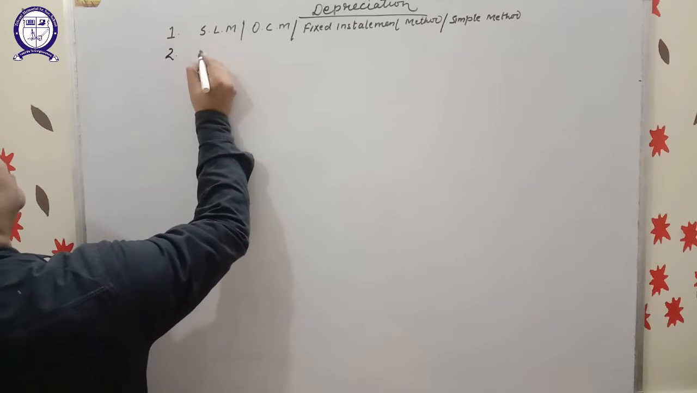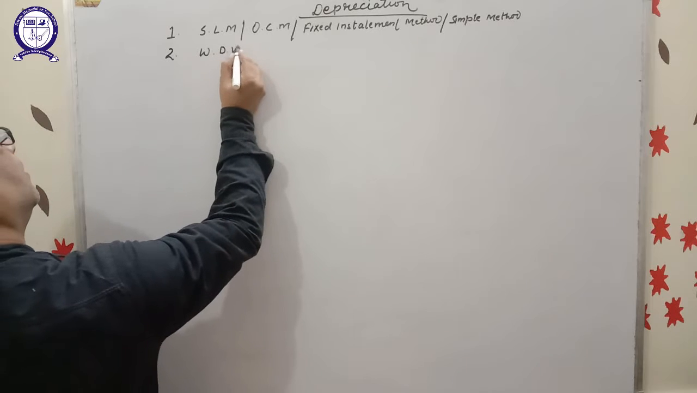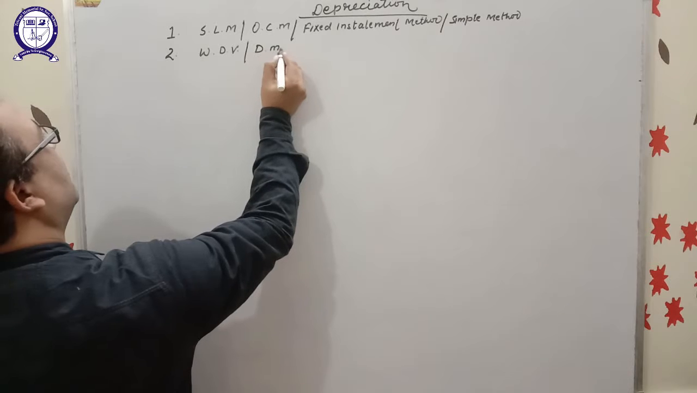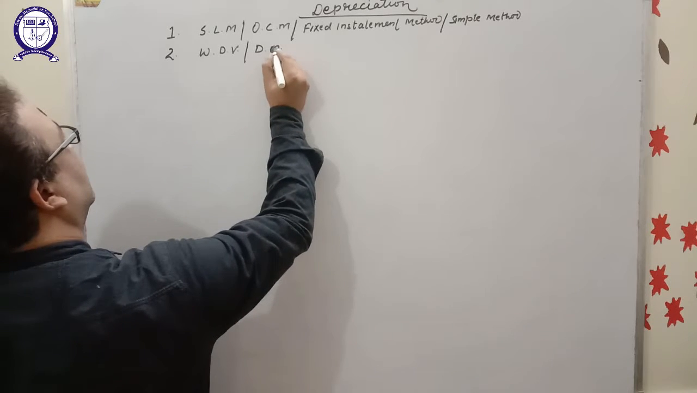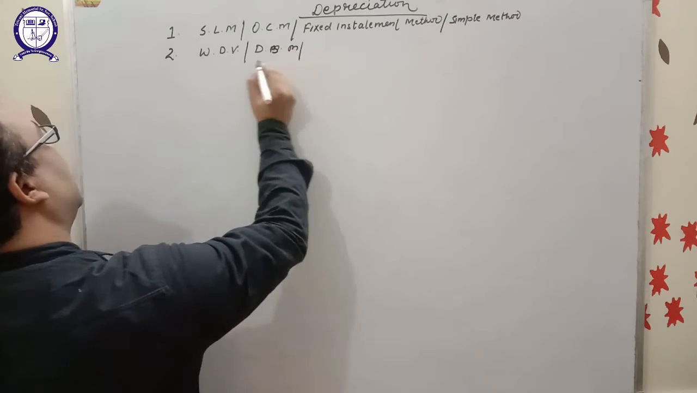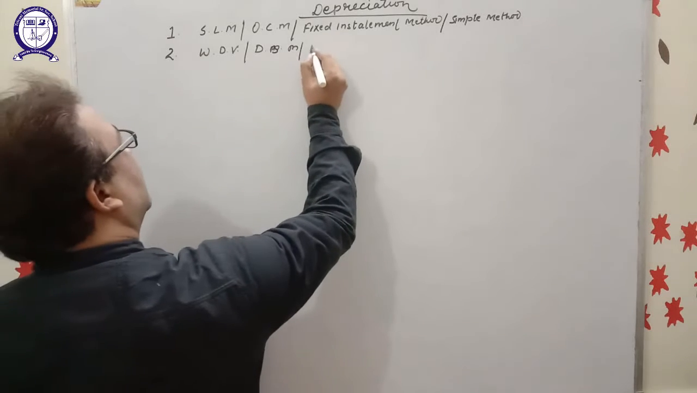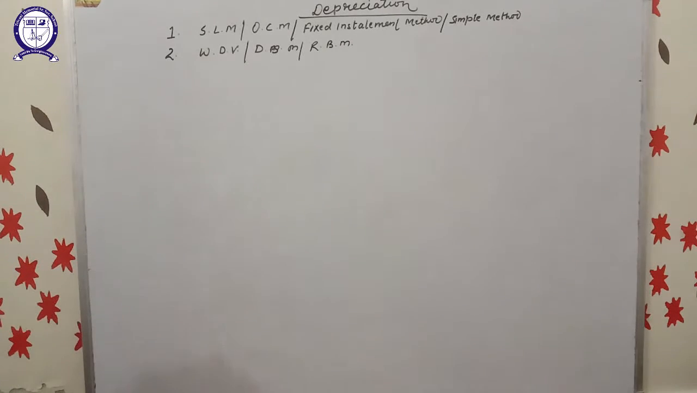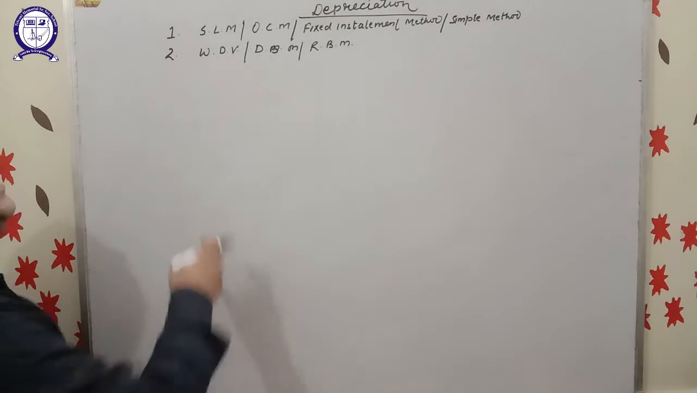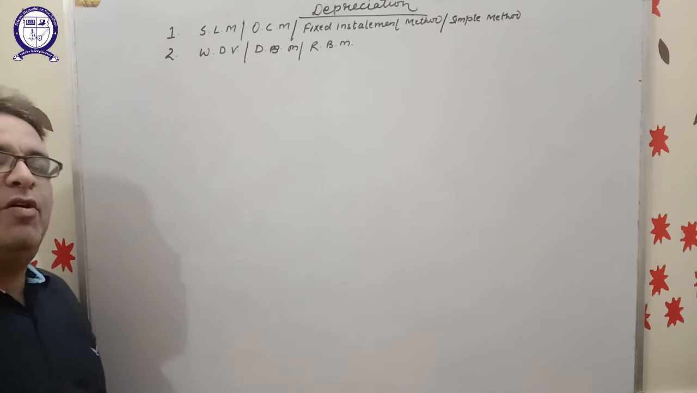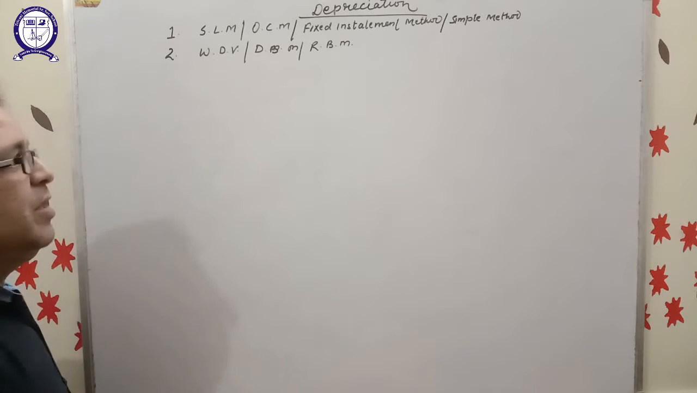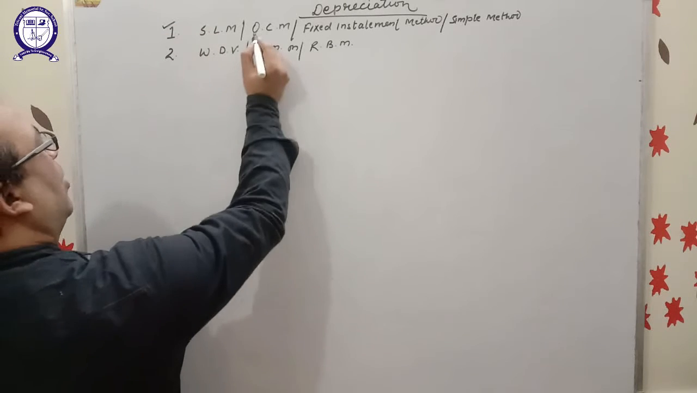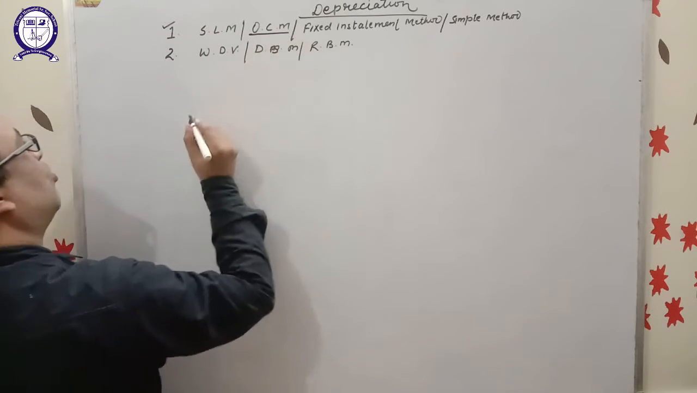Second method is written down value method. The other name is diminishing balance method, DBM, or reducing balance method. So we have to learn these 2 methods for the calculation of amount of depreciation. First of all, I am going to tell you the straight line method, also known as original cost method.